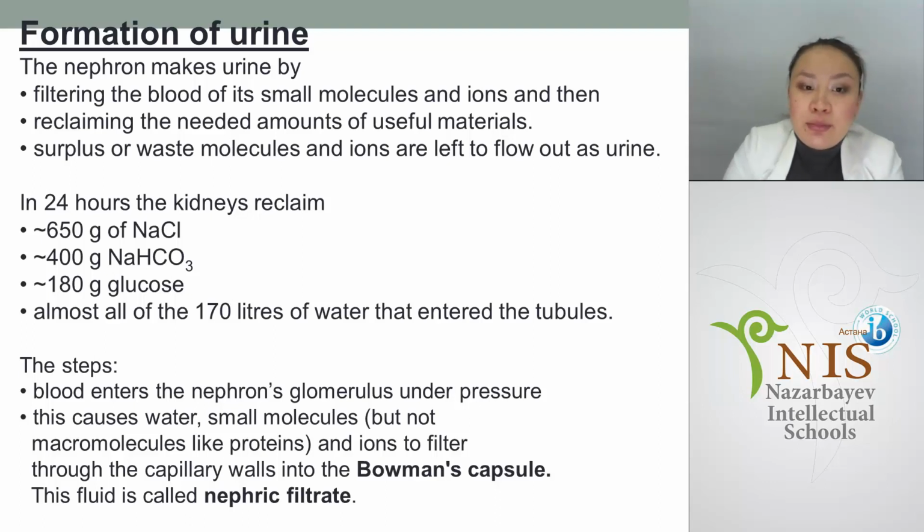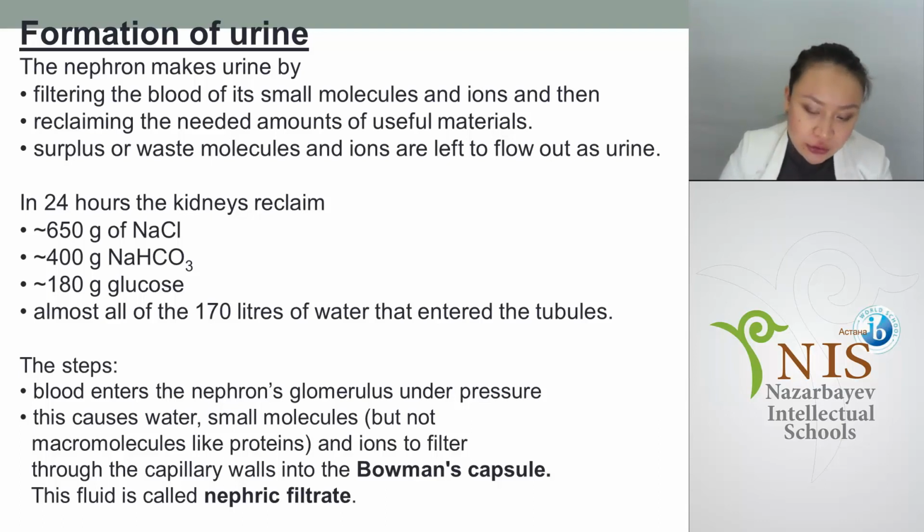Okay, formation of urine. The nephron makes urine by filtering the blood of its small molecules and ions, and then reclaiming the needed amounts of useful materials. Sulfurs, or waste molecules and ions, are left to flow out as urine. In 24 hours, the kidney reclaims 650 grams of these materials. Look at these materials together. The steps.